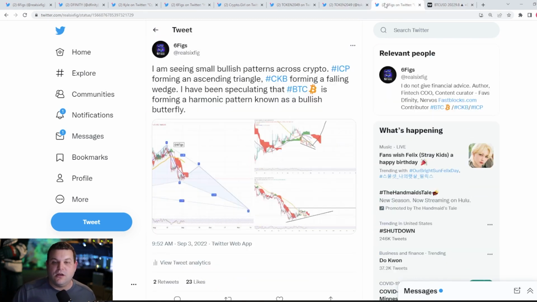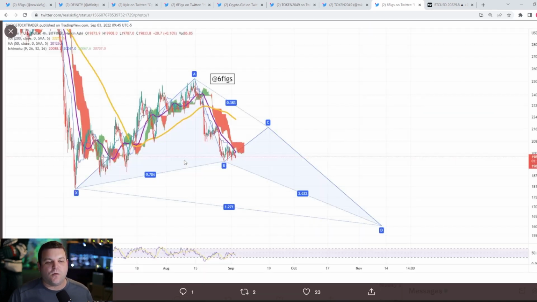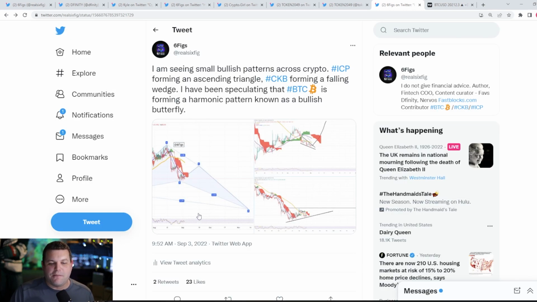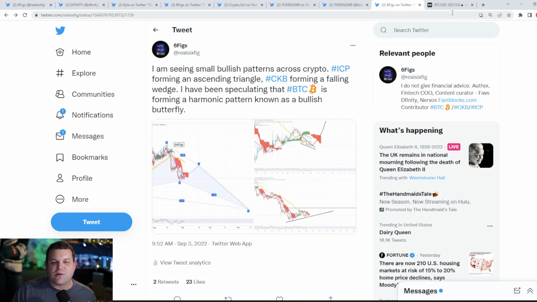So, pretty cool. Really, folks, let's talk about the price of Internet Computer and what's going on. And we're going to need to talk about Bitcoin, of course. Now, back on September 3rd, I'm talking about this possible harmonic pattern that is forming in the markets. And really, when it comes down to it, Internet Computer was forming some sort of a little bitty ascending triangle. So that is great to see.